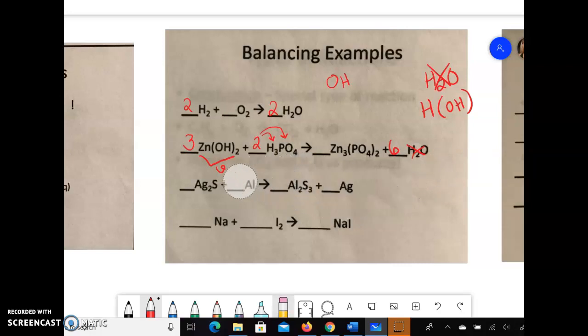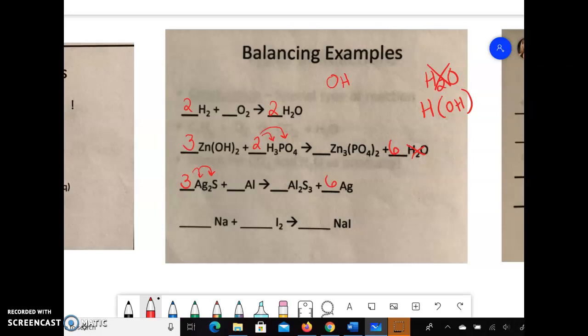All right, let's look at the next one. We have 2 silvers on the left, so we need a 2 on the right to fix that. Sulfur, we have 1 on the left and 3 on the right, so we're going to put a 3 here. But notice that as soon as I did that, that changed the silver because that goes to the whole thing, so I'm going to go back and fix that.